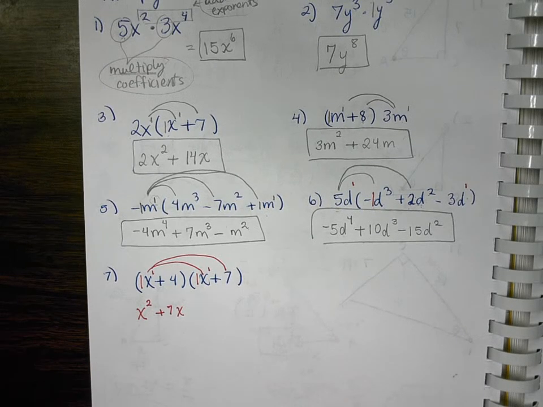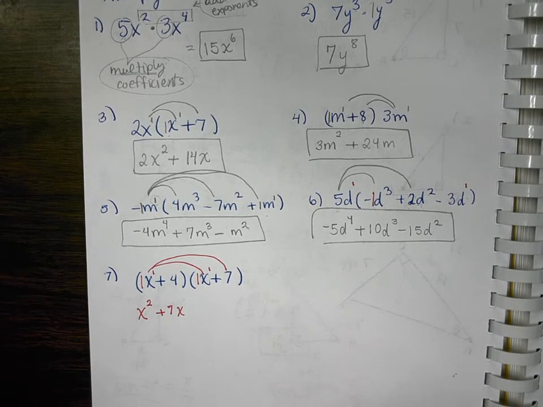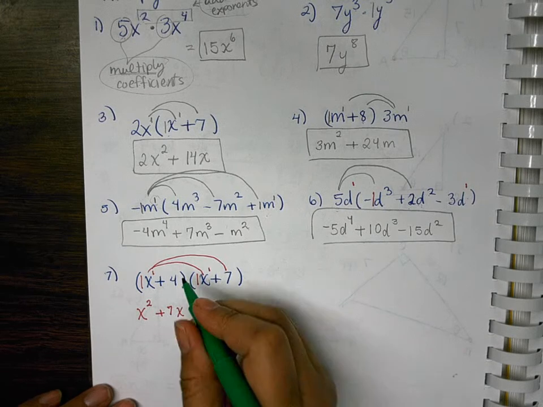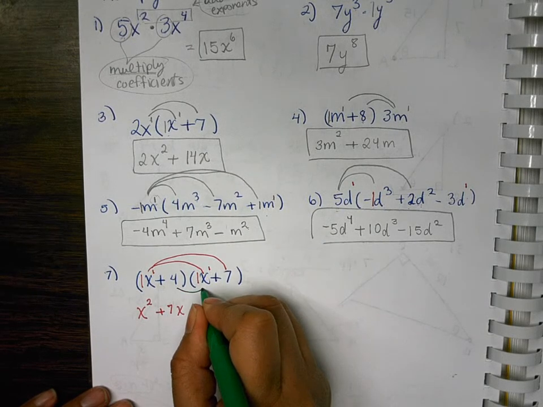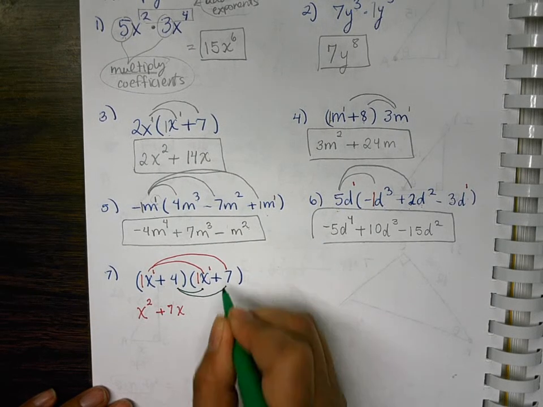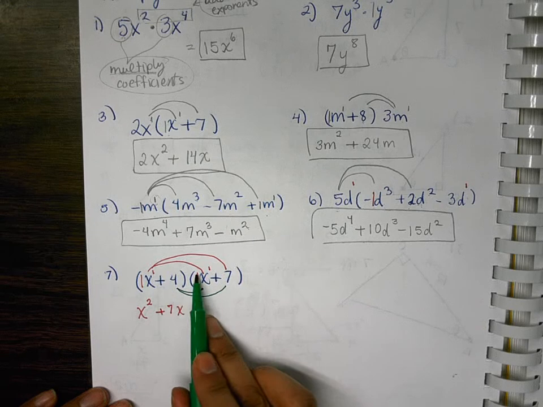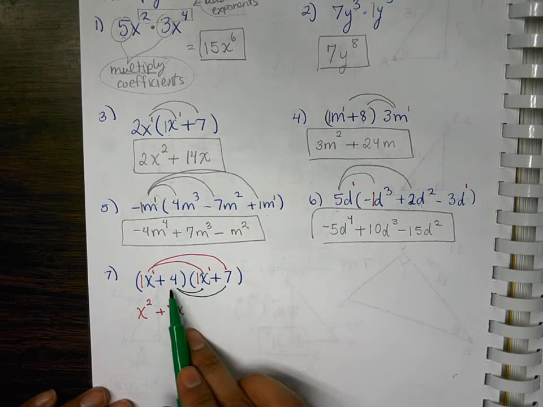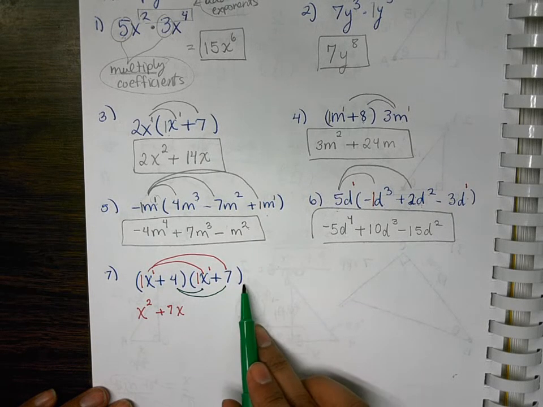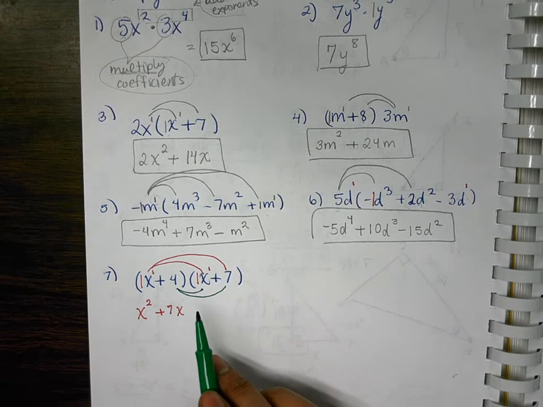Okay, now am I done with the problem? No. What have I not even looked at or touched yet? The 4. That's the double distribution part. We're going to take the 4 and distribute to the same things, the x and then the 7. Do you see the red lines went to the x and the 7? And now the green lines go to the x and to the 7. Double distribution.